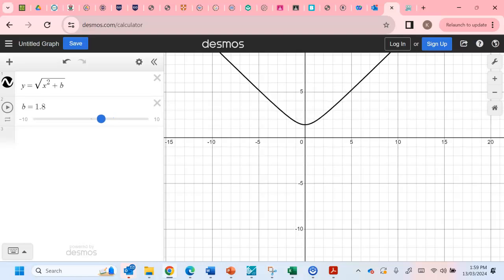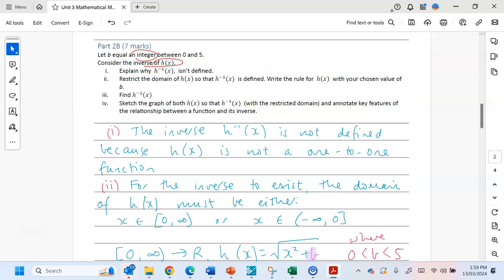Whoops. All right, so you can go below 0. So you can see what happens. All right, so it's not a one-to-one function. So you need to restrict your domain to be able to take the inverse of a function. All right, so let's go back. Okay, so part 2, restrict, well, that's what it's telling you to do. Restrict the domain of h of x so that your inverse is defined. Write the rule for h of x with your chosen value of b.